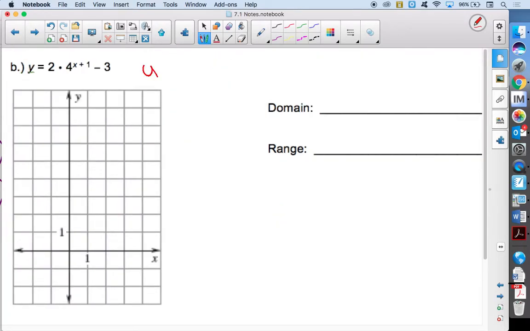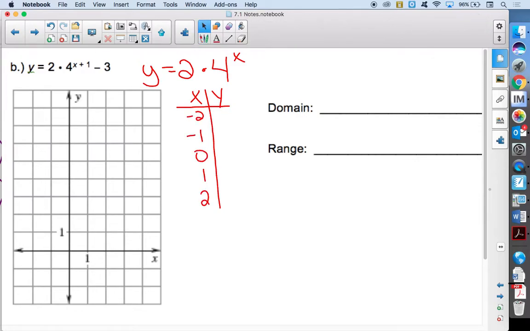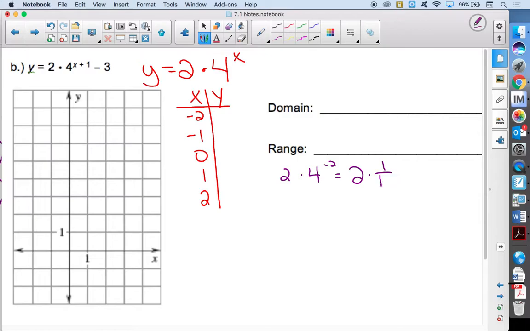So for the next one, the part that we're graphing would be the 2 times 4 to the x. Don't worry about the +1 and the minus 3 yet. So graph the 2 times 4 to the x. The negative exponents make fractions.